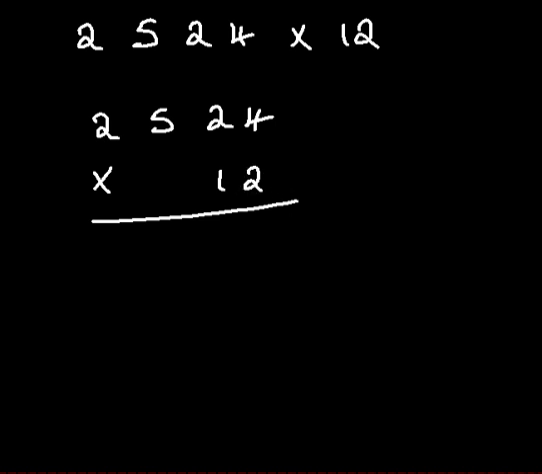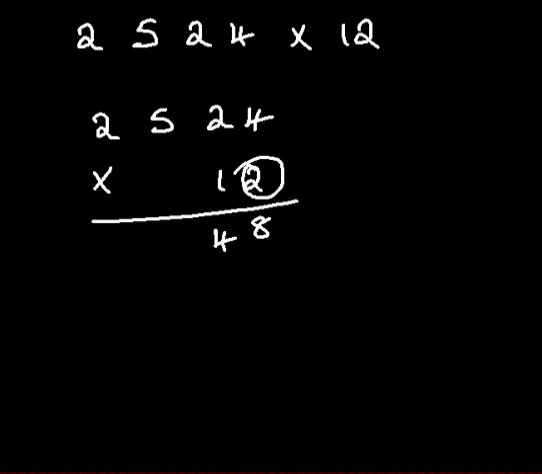Upon having multiplied everything by 2, we'll also have to multiply everything by 1. We'll have that. So let's start with the 2. So we'll have 2 times 4, that is given as 8. So we'll have 8 down here. And we'll have 2 times 2, that is given as 4. So we'll have 4 here.